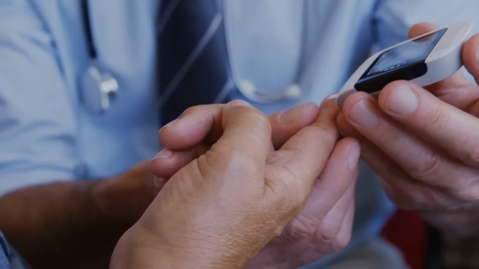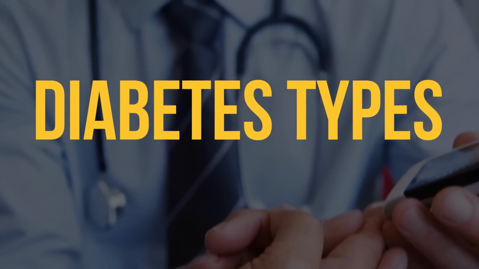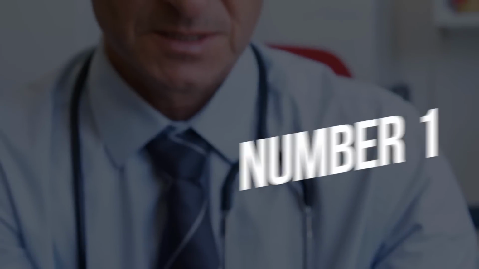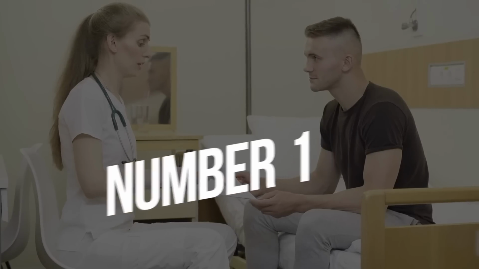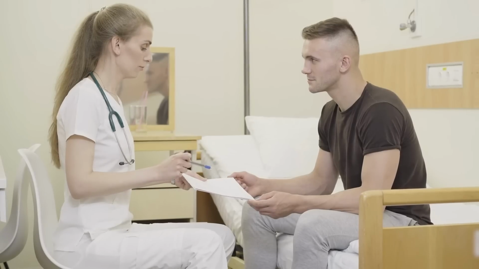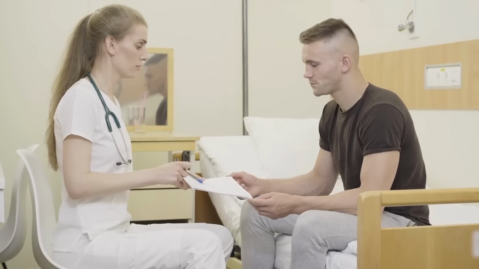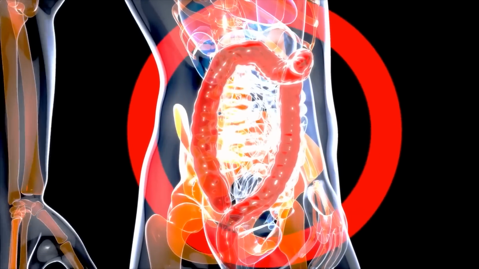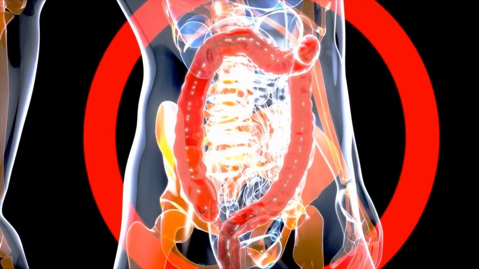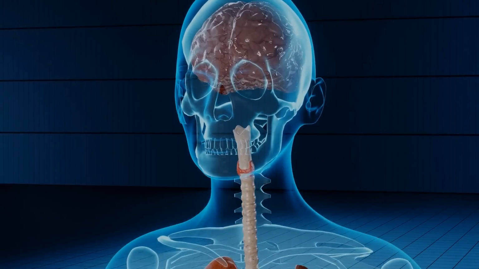Now, let's get started. Diabetes types. There are several varieties of diabetes. Number 1. Type 1 diabetes. Diabetes type 1 is an autoimmune condition. The immune system targets and kills insulin-producing cells in the pancreas. Uncertainty surrounds the attack's origin.